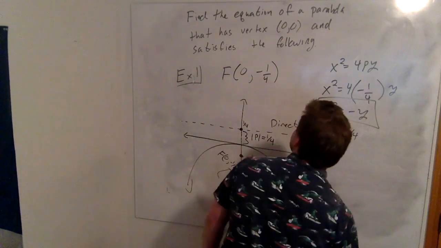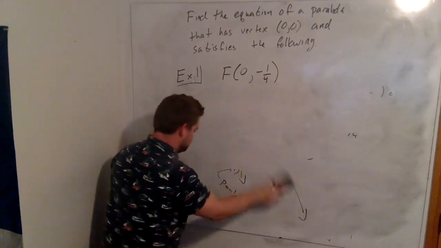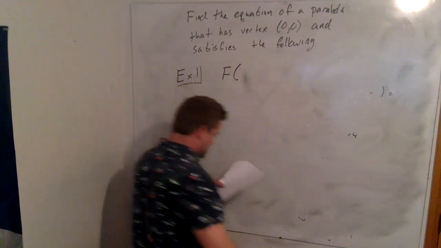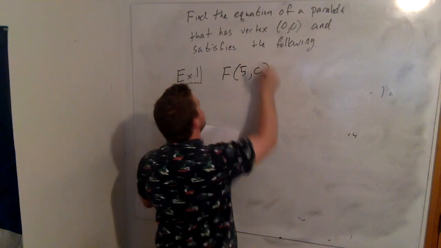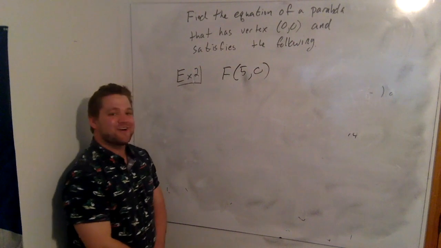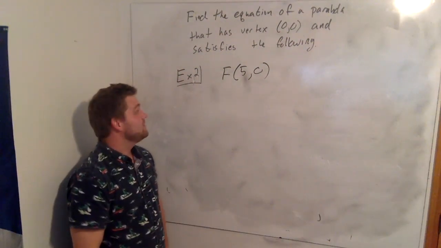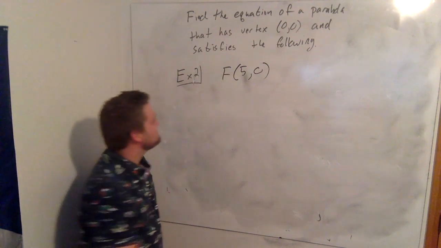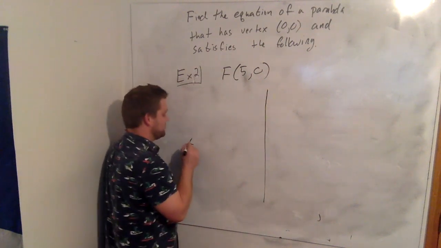Let's do another one. Let's say the focus is at, how about 5, 0. So this is our second example. Go ahead and pause the video and try graphing this parabola here. Okay, let's do it. You don't have to draw a picture, but I find drawing a picture helps me.